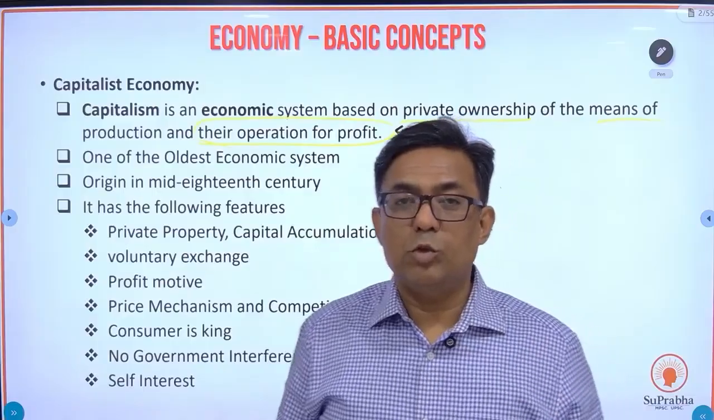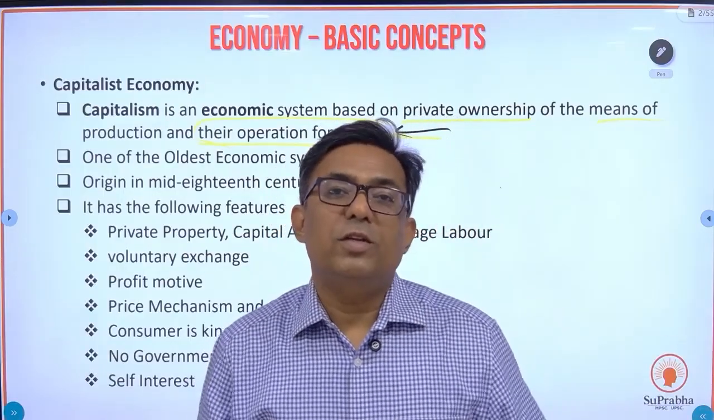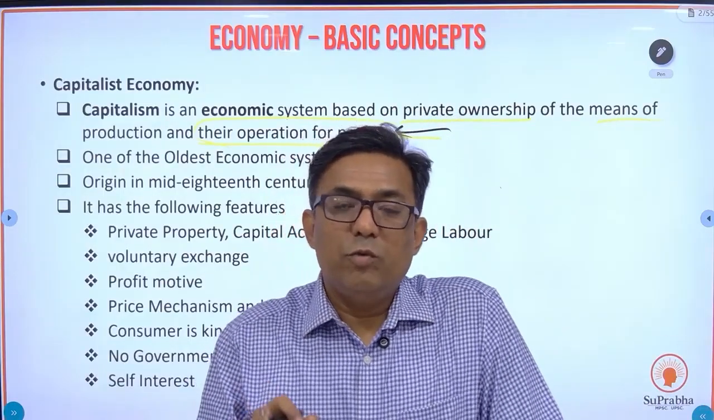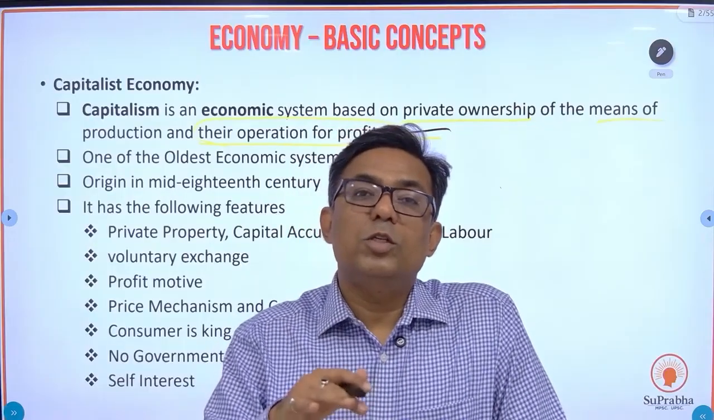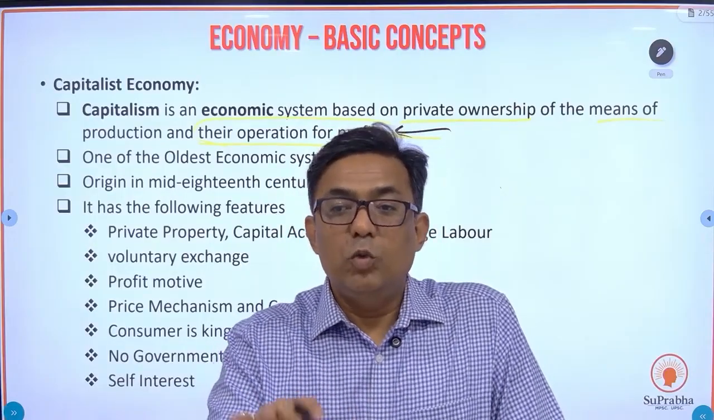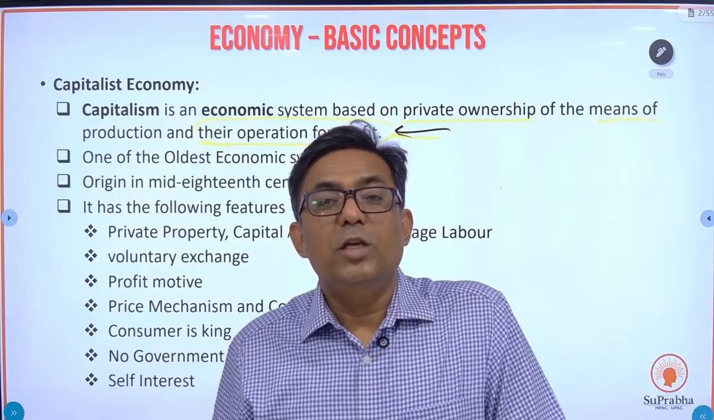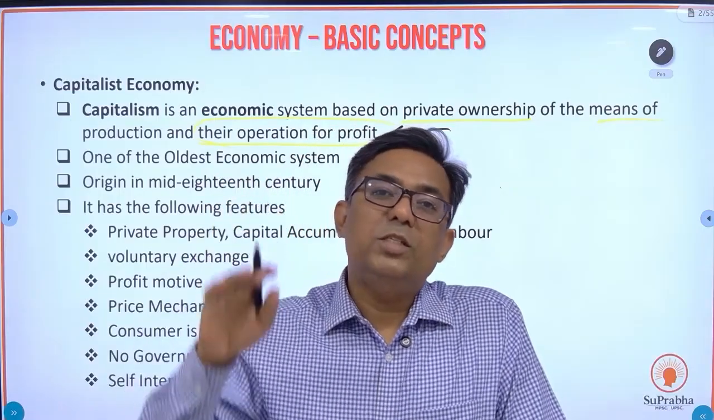If you compare it with a socialist economy, where government owns everything, the whole and sole motive of government is not profit but equitable distribution. Government wants to distribute everything to each and every person in the economy so that they get at least a minimum decent standard of living.